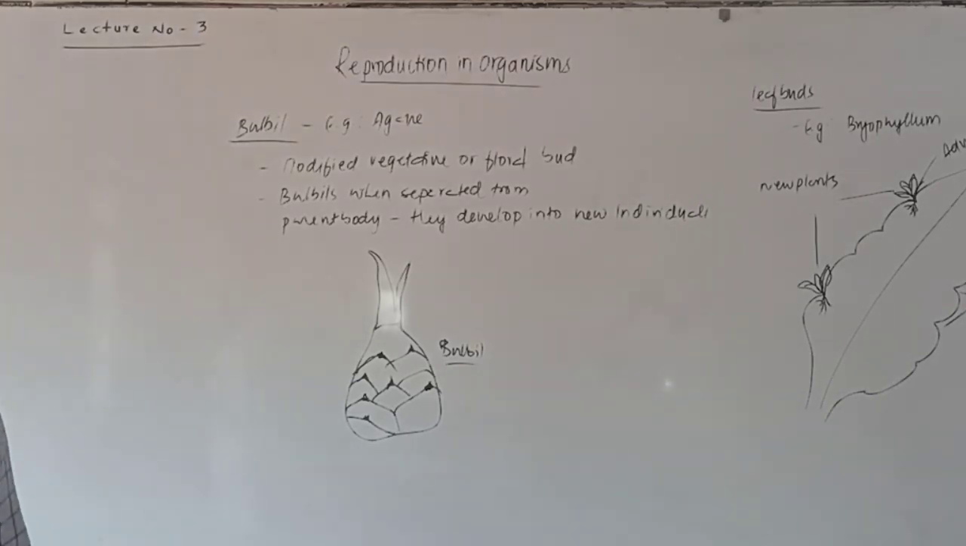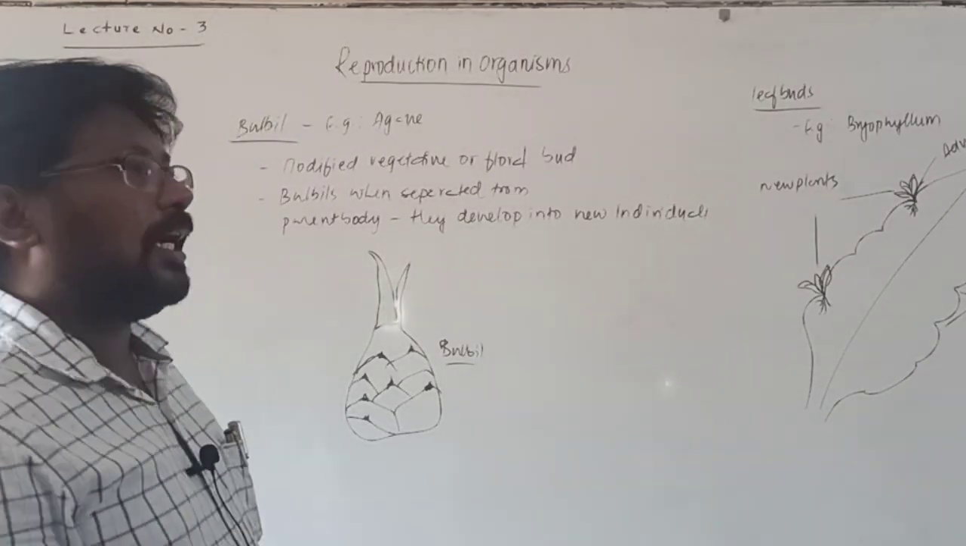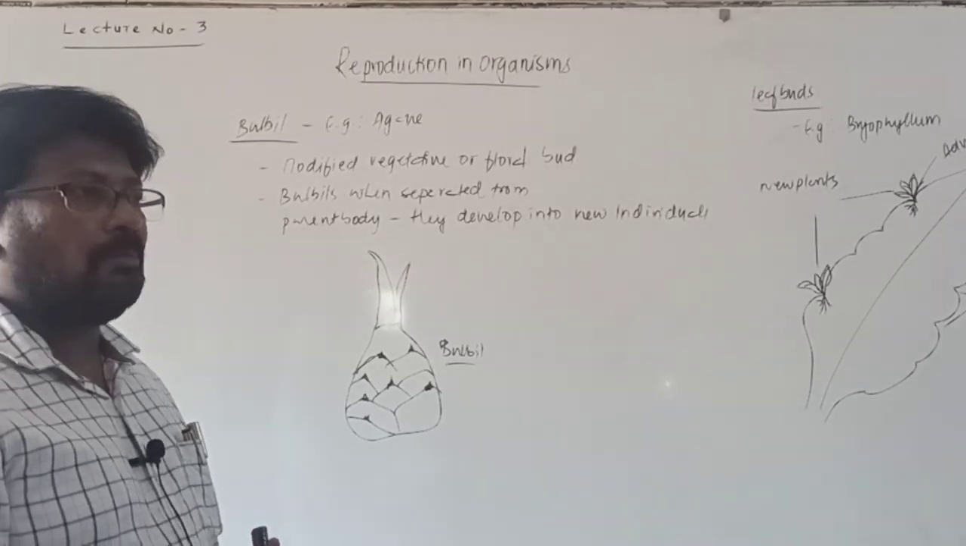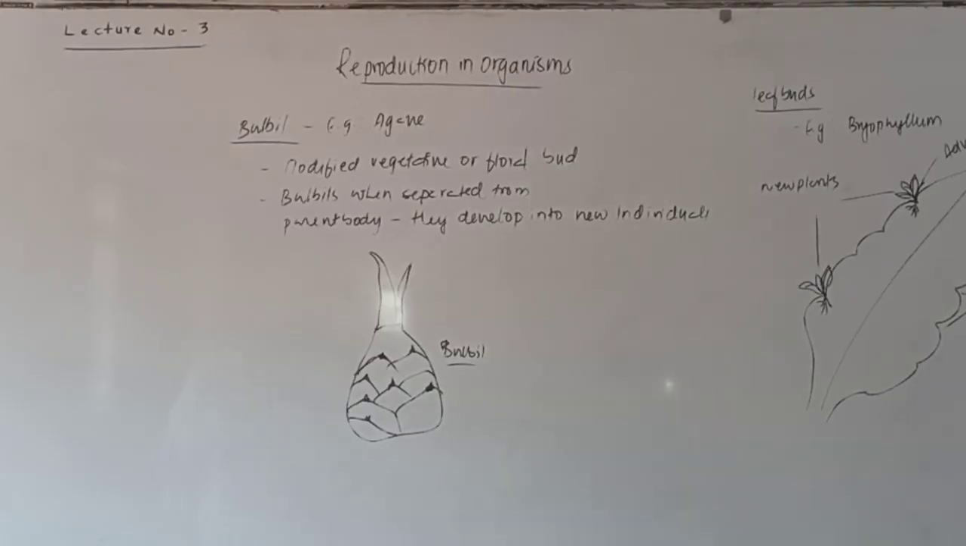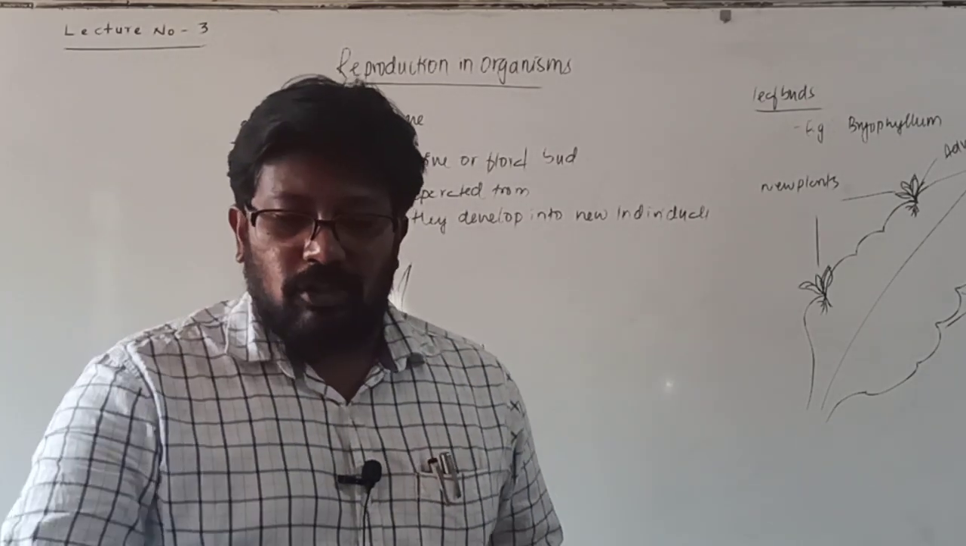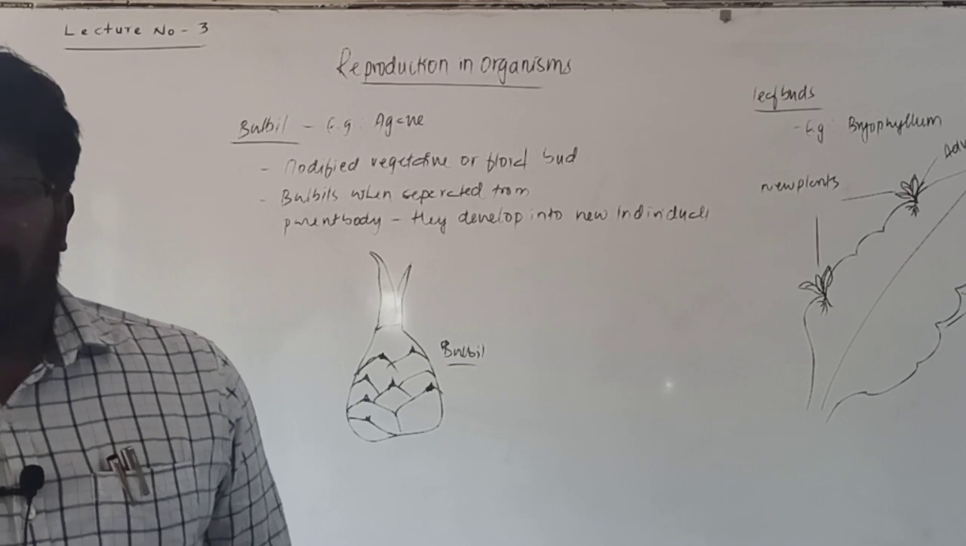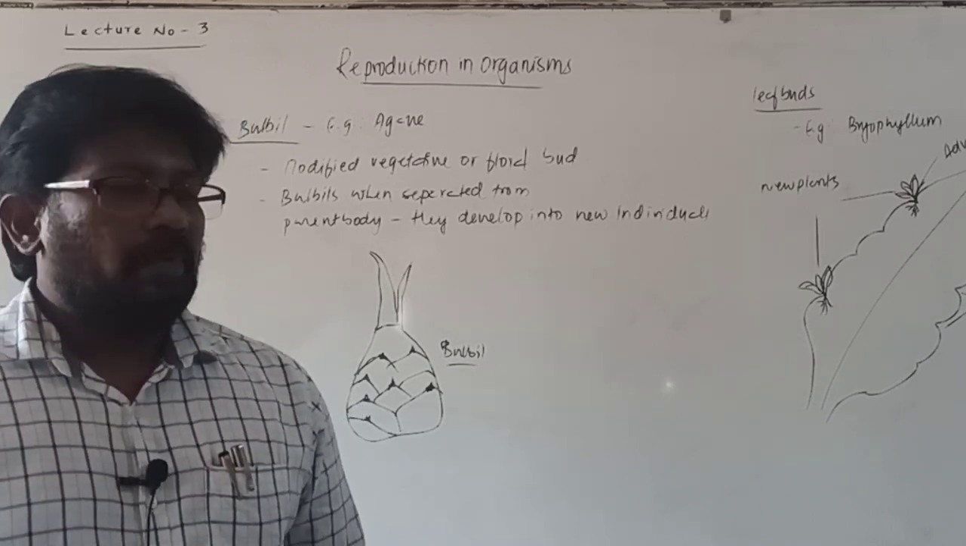So these are various types of asexual reproductive structures, where we have seen the runners, the suckers, then the tubers, then bulbs, bulbils, and the leaf buds. These are various vegetative propagules which help in developing new individuals and in spreading the plant or increasing the number of that plant species. With this, I have finished the methods of asexual reproduction. In the next session, I shall discuss the sexual method of reproduction.